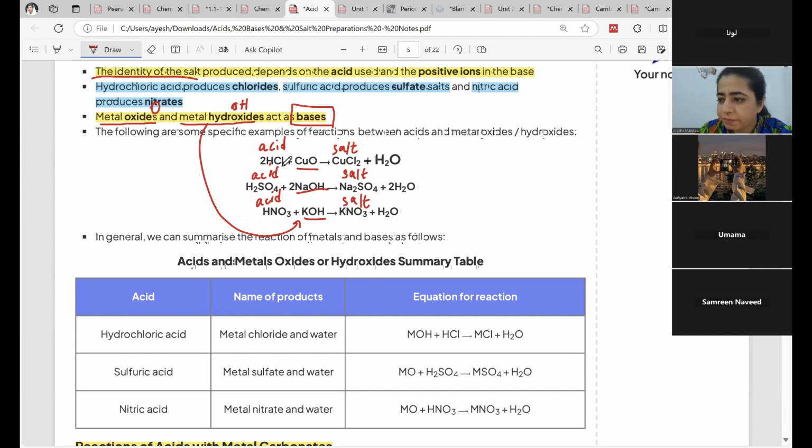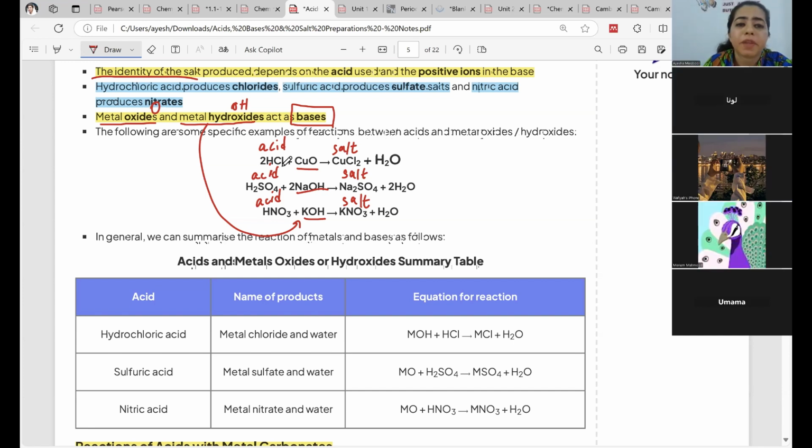So oxidation number you can apply in any type of equation. If they ask you to tell which one is acid or base, which one is more reactive, less reactive, which one is doing oxidation or reduction, easily apply the oxidation numbers as well.